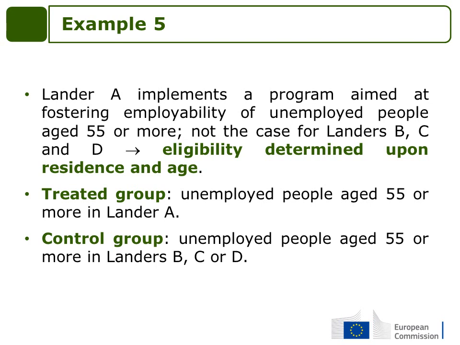In Germany, Land A implements a program aimed at fostering the employability of unemployed people aged 55 or more. This is not the case in the Länder B, C and D. Therefore, residence and age determine the eligibility of people for the intervention. In this case, the treated group consists of the unemployed people aged 55 or more in Land A, and the control group is made of unemployed people aged 55 or more in Länder B, C and D.